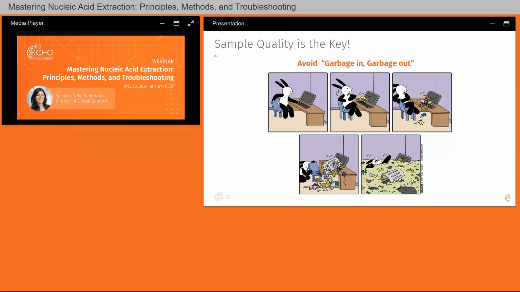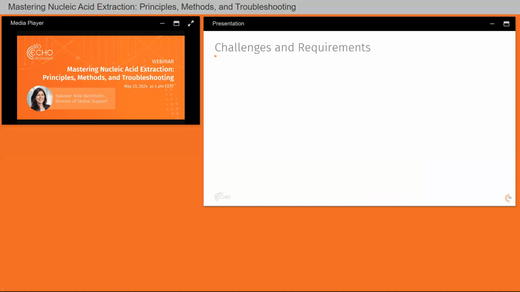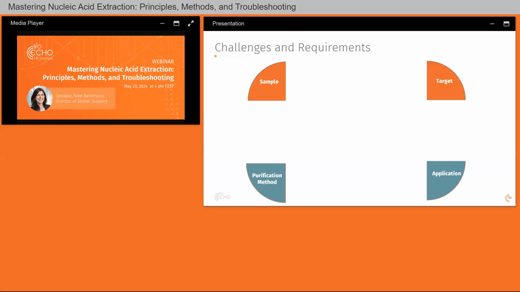So how do we do that? First of all, I think we need to understand the challenges and requirements we are dealing with. So it usually starts with a sample type. You're getting a sample and you need to understand, what do I do with this sample? And then it's also about what I'm interested in of the sample, so the target. And by having those three pieces, you have maybe to think about the purification method. Do I buy a kit? Do I do it homebrew? What do I do? And this addresses a lot of different questions.